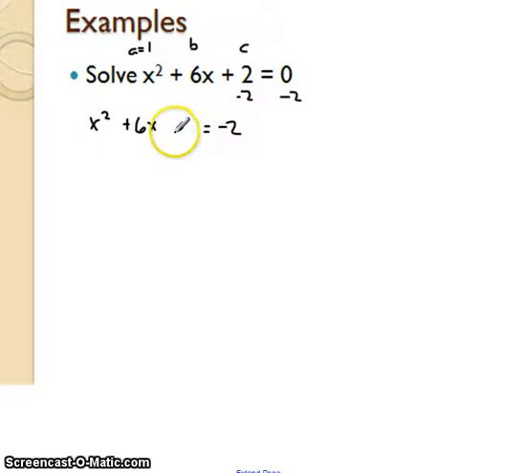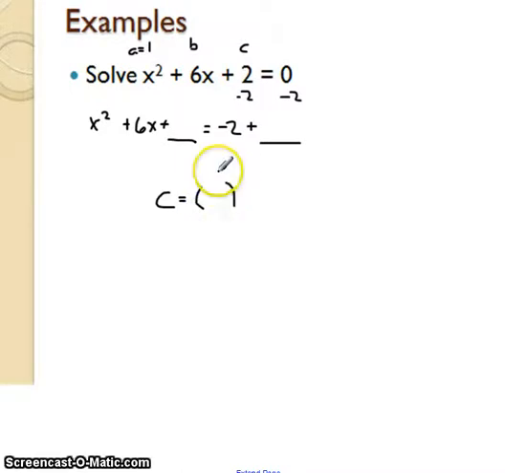Now what we're going to be doing is adding a new c to the left side to make it a factorable quadratic. But to do that, we'll pay for it by adding that c to the right side as well. So here's the formula you have to memorize. To find our new c, we're going to take half of b and square it.